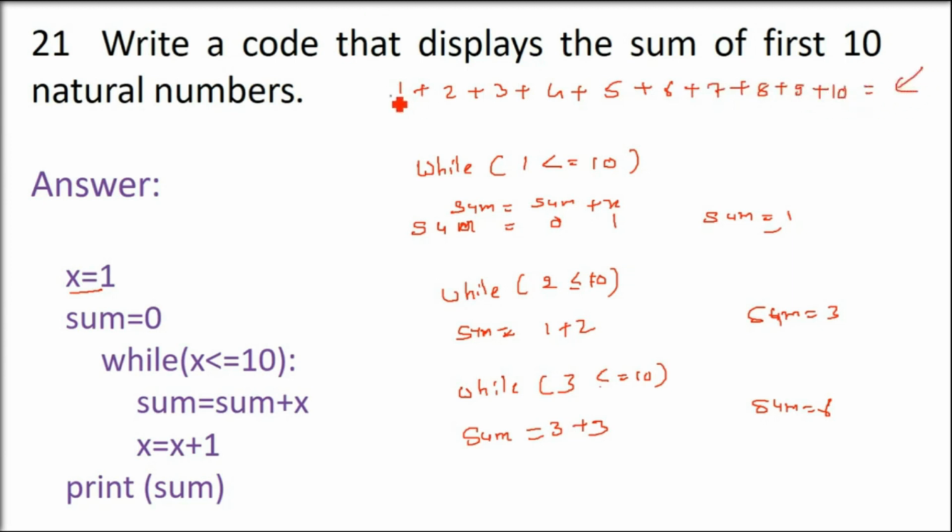First we started with 1, added to 0 because sum was 0. So 0 plus 1, sum in the first iteration will be 1. In the second iteration, sum will be 1 and we add 2, so it will be 3. In the third iteration, sum has become 3, so we add 3, so it will be 6. This is how it's going to work. That's what the code has been asked. So I just tried to explain it.